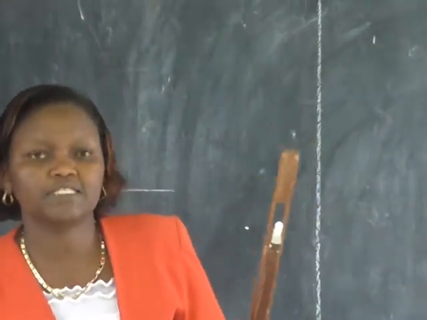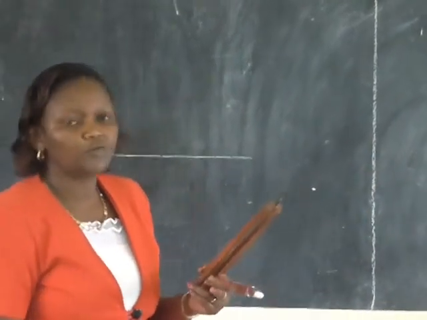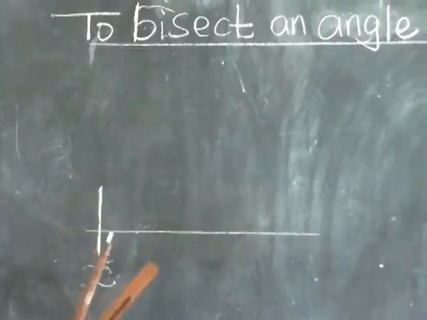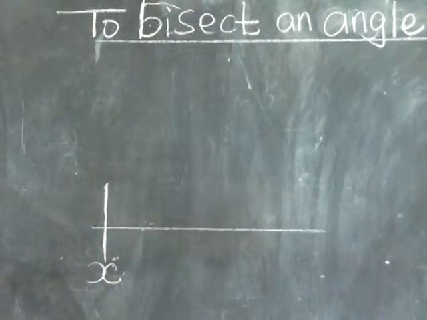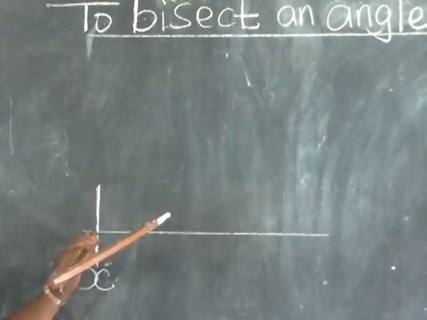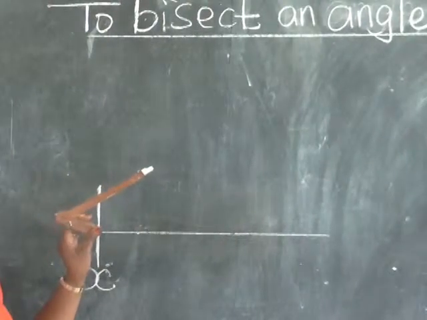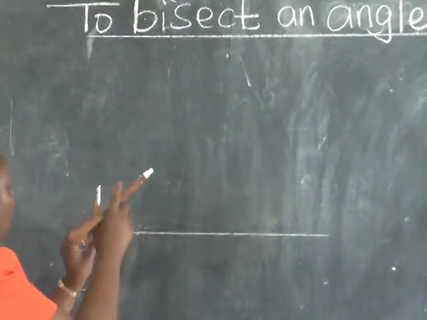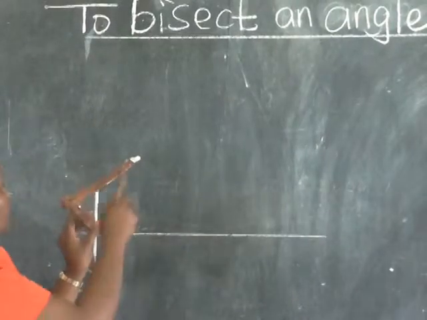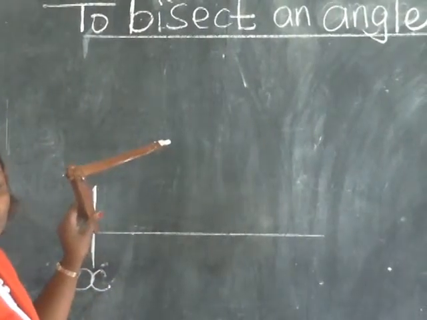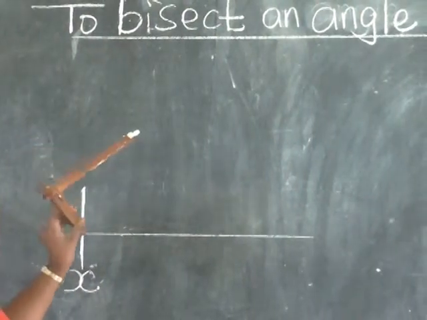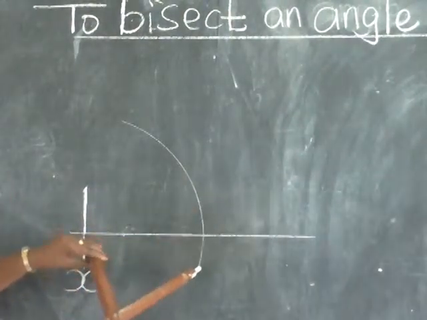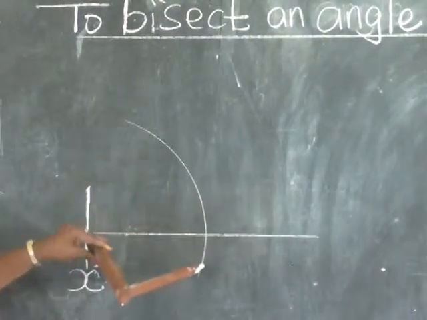Take your pair of compasses. Good. I can see that most of you are holding your pair of compasses. As we had drawn a line and marked our point X, using your pair of compasses, place your compasses there. Are we together? Draw an arc. Make sure that your pencil is well sharp. Take a radius of your own choice. Open up your pair of compasses and draw an arc from point X.